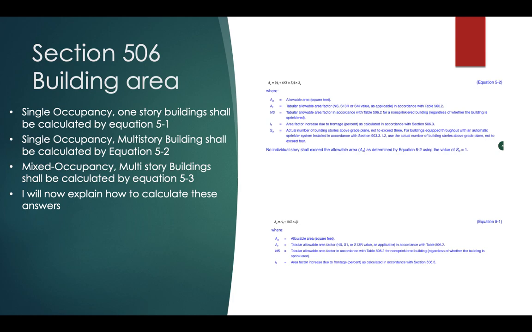So section 506 is building areas. This is going to be where we can calculate the allowable area in square feet as we did on the chart. And we can take this and it's going to show us our tabular area factor and the area factor increase due to frontage. So we can calculate all these things and understand what the building area is allowed to be in regards to other buildings. So a single occupancy 1-story building shall be calculated by equation 5-1. Single occupancy multi-story building shall be calculated by 5-2. Multi-occupancy multi-story building shall be calculated by equation 5-3.